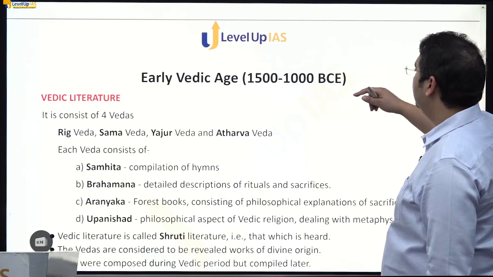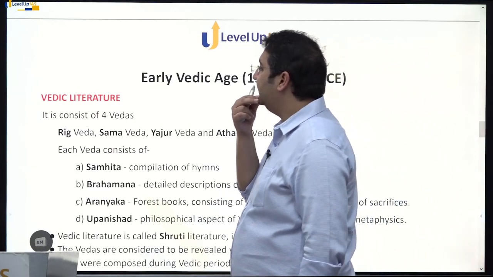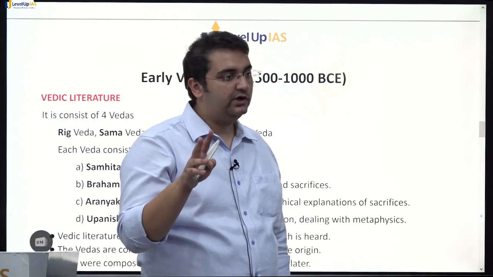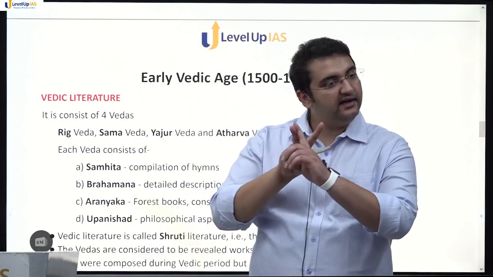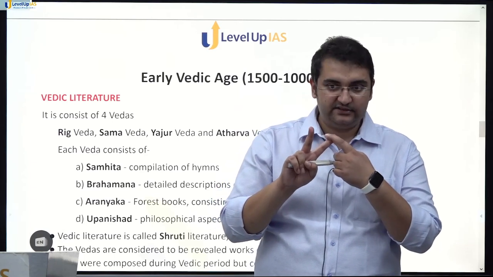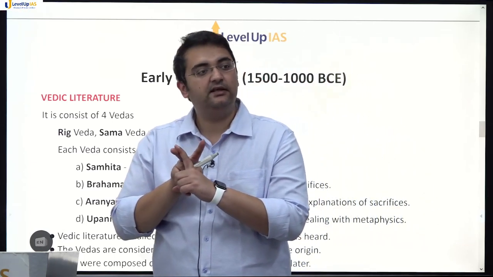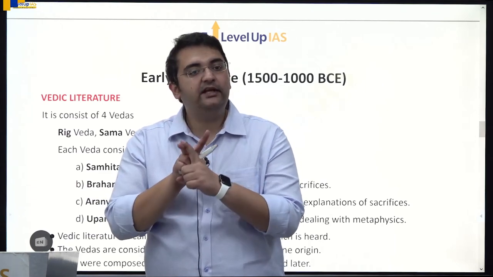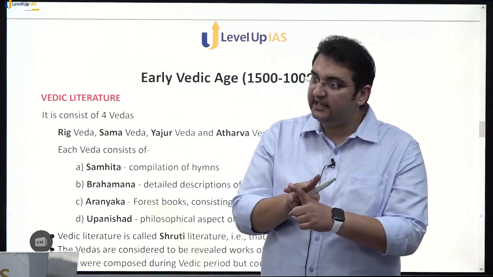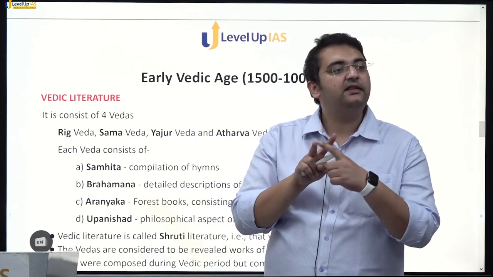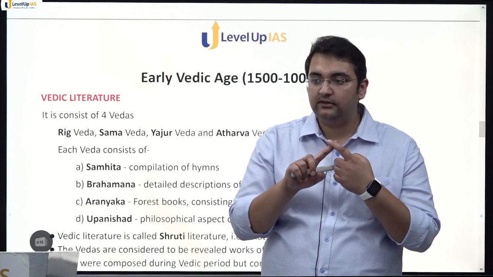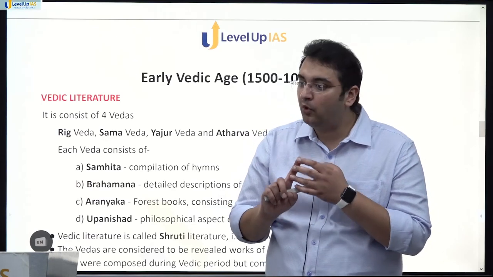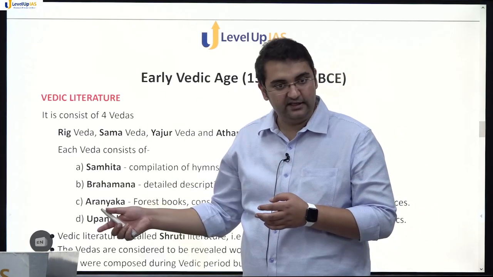Right. Next, we have to talk about the Vedic age. Now, Vedic age can be broadly divided into two phases, the early and the later Vedic ages. Early Vedic age is also known as the Rig Vedic age. Why? Because the only source to learn about the early Vedic age is the Rig Veda. The other three Vedas, which ones are they? Samveda, Yajurveda and Atharvaveda, they all belong to the later Vedic period.